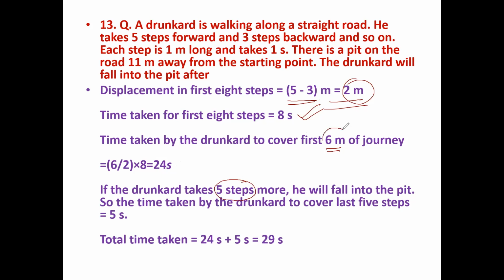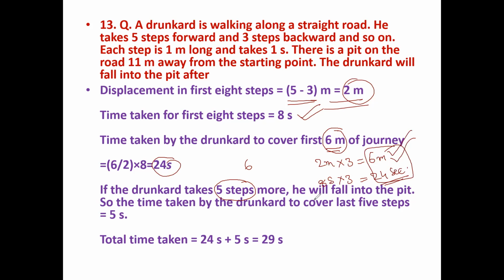So for 6 meters journey, you can see that for each 2 meters he will take 8 seconds. That means 6 meters he will take how many seconds? 24, right? See, 2 meter into 3, that is 6 meter. Similarly, 8 seconds into 3, 8 is 24, right? Hope you got that. So initially he will take 24 seconds to cover 6 meters.